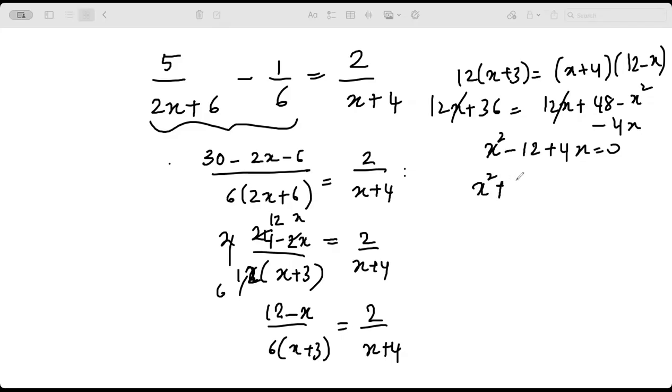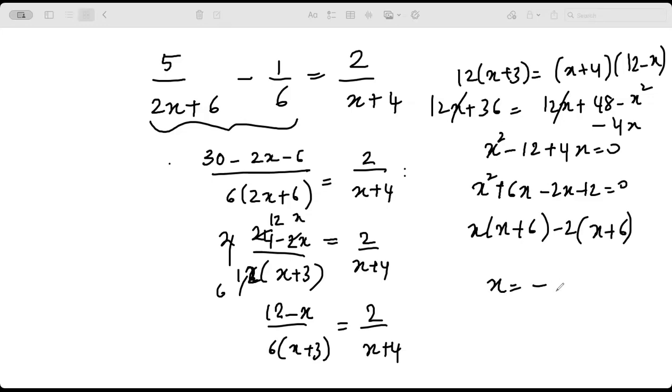x square plus 6x minus 2x minus 12 equal to 0. x is x plus 6 minus 2, if you take it as common, x plus 6 equal to 0. So x equal to minus 6 or x equal to 2. Any questions, guys?